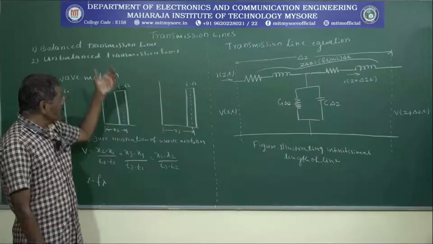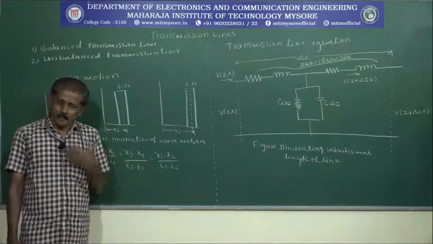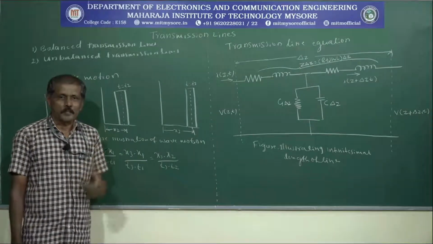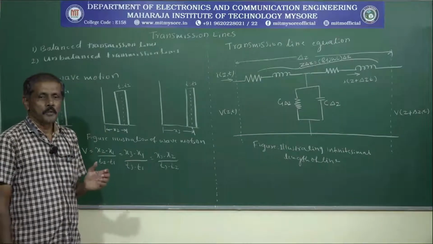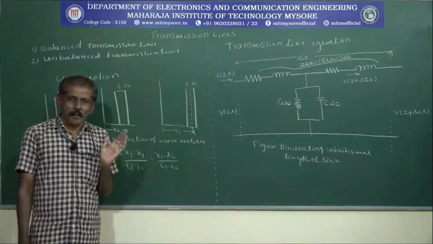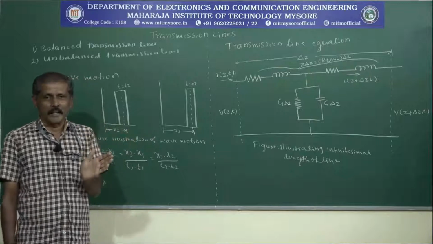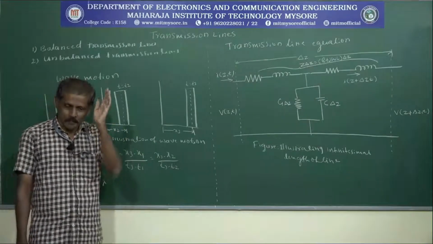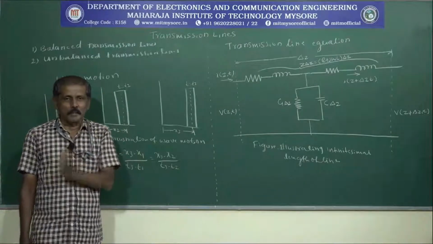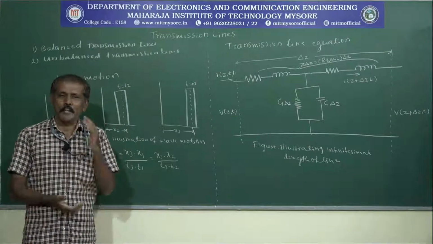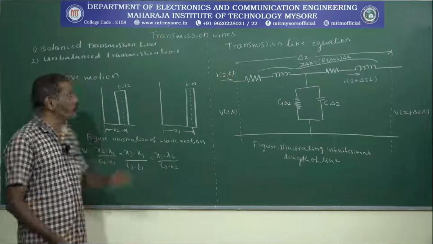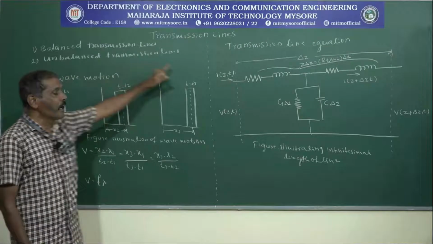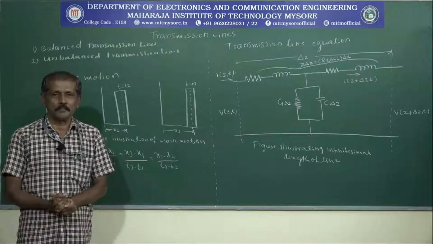In communication systems, transmission lines are used to send signals from the transmitter to the antenna at the transmitter side, and from the antenna to the receiver at the receiving end. Transmission lines can be classified into two types: balanced transmission lines and unbalanced transmission lines.